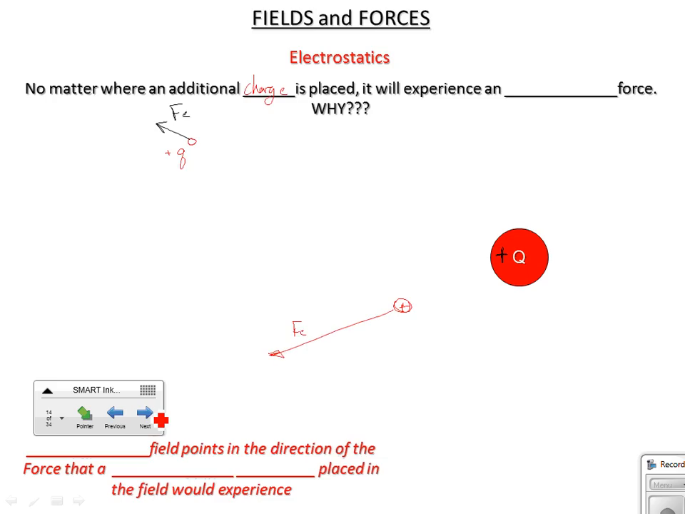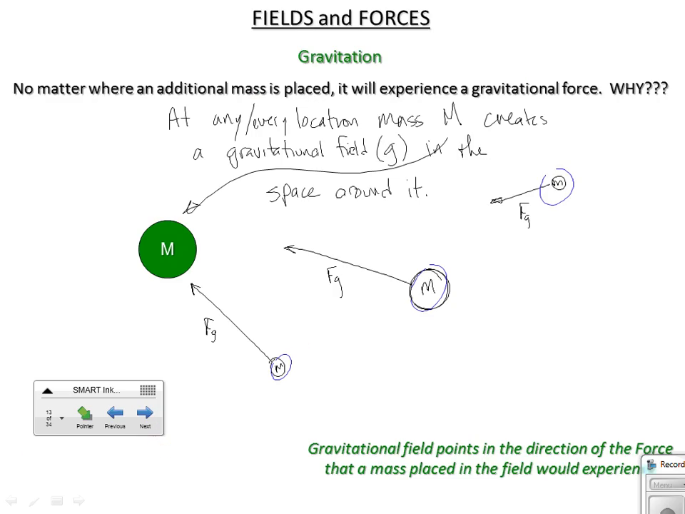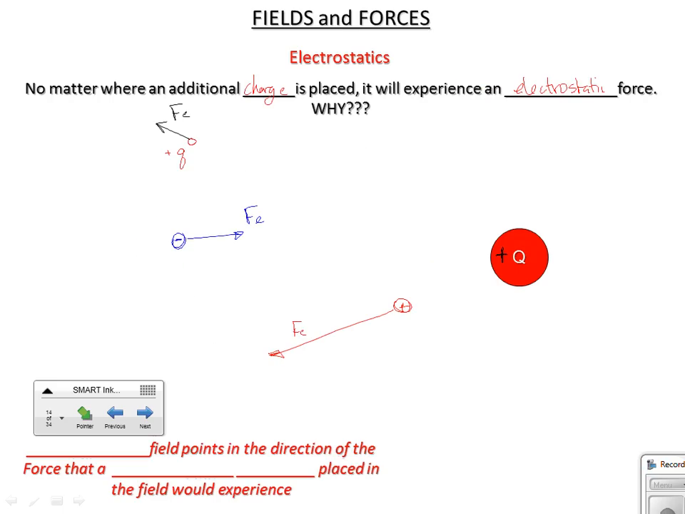What if, here's a curveball, I put a negative charge here? That's going to feel a force this way, Fe. But no matter where we put another charge, it'll experience an electrostatic force. Like on the last page, no matter where we place an additional mass, it'll feel a gravitational force. Charges placed near other charges feel electrostatic forces, not gravitational forces. I mean, they could feel gravitational forces based on their mass, but based on their charge, they experience electrostatic forces.